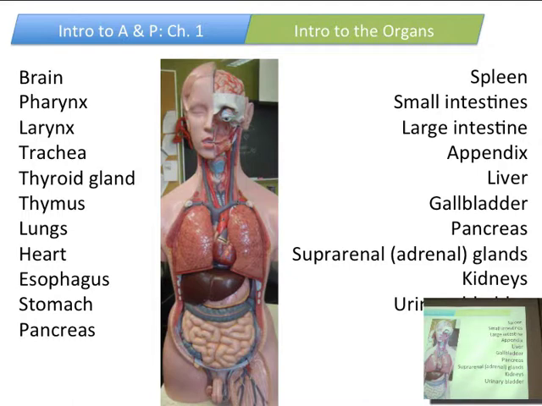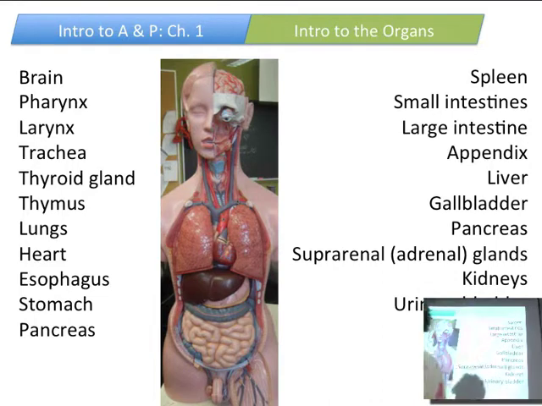All right. Pancreas. Pancreas is on these models right there, it's deep to the stomach, and releases its contents into the luminal contents of the duodenum. This is the organ that makes insulin.